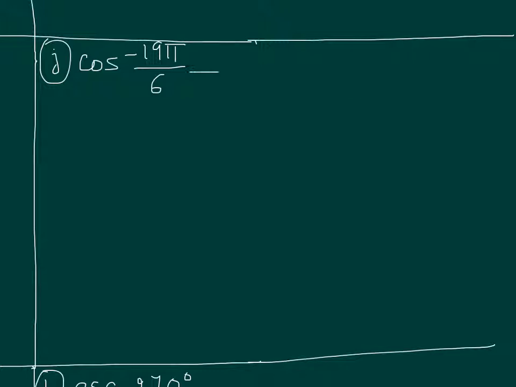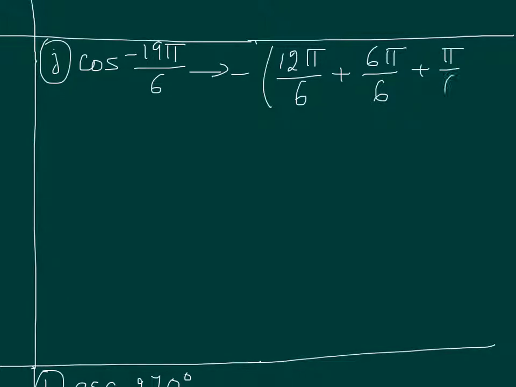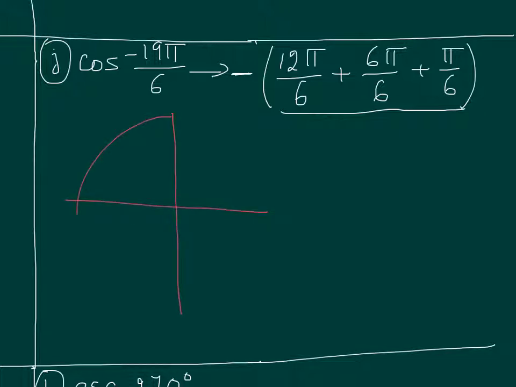Part J. 19 pi over 6, you have to think about it the same thing as you're doing 12 pi over 6, and then you're doing another 6 pi over 6, and then you're left with one more pi over 6. If you were to add all of these, you will get negative 19 pi over 6. The reason I want you to break this down, it makes it easier for you to graph. This one is 2 pi, this one is 1 pi, and then a pi over 6, which is simply a 30. So now we go in the negative direction.